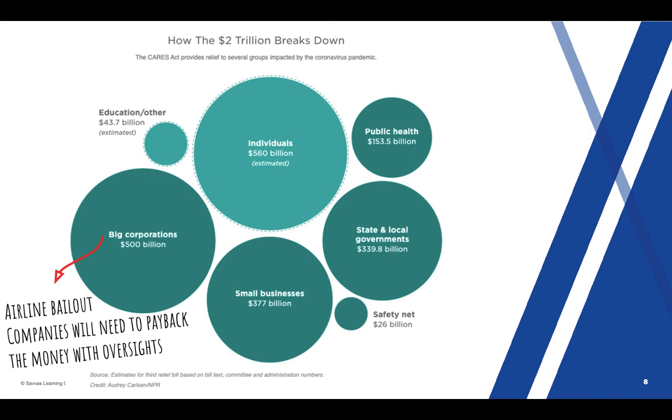Big corporations received $500 billion, and a lot of this was for airlines who have seen people stop traveling due to social distancing guidelines. The money given to these large companies comes with a few expectations. Number 1, that it will be paid back, and number 2, oversight, so companies will have to publicly disclose how they are spending this money to support their employees.